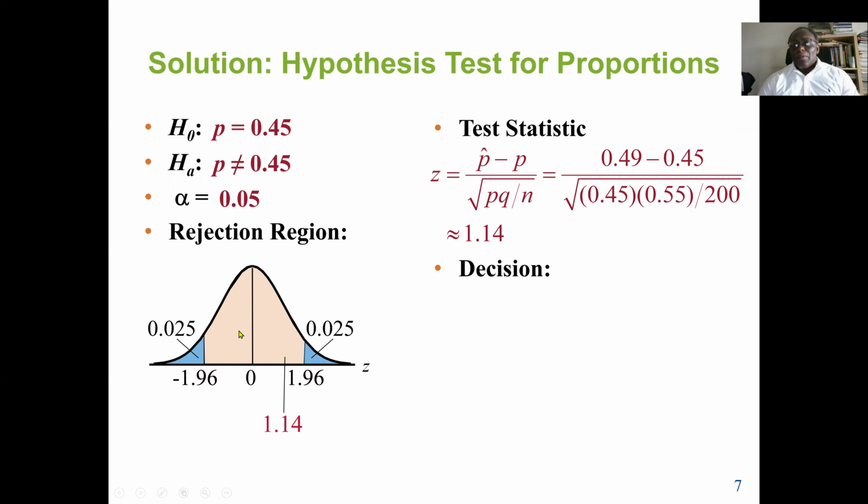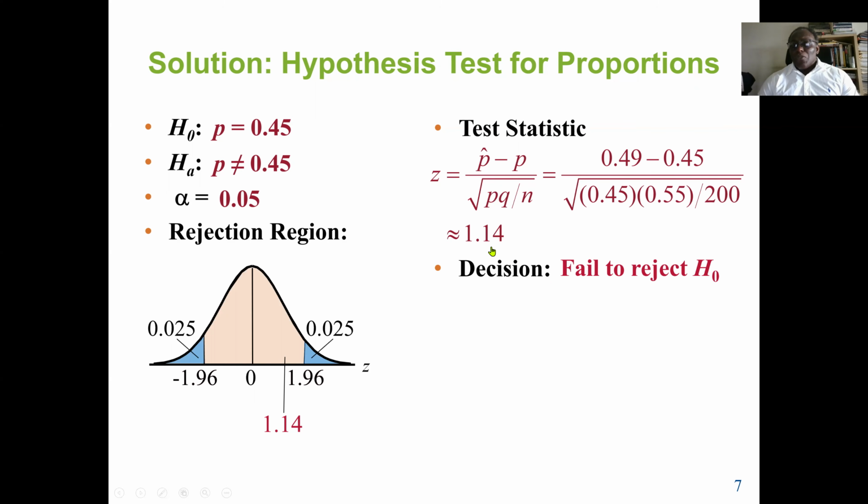So we start with our test statistic now. We find a Z. Z will give us p-hat, the sample proportion, minus the population proportion, over the square root of PQ over N. So that will give me 0.49 minus 0.45 divided by the square root of 0.45 times 0.55 divided by 200. The answer here will give me 1.14. Then I will make my decision.